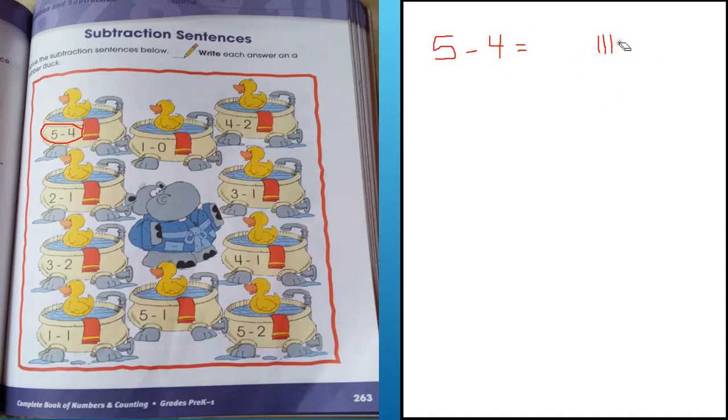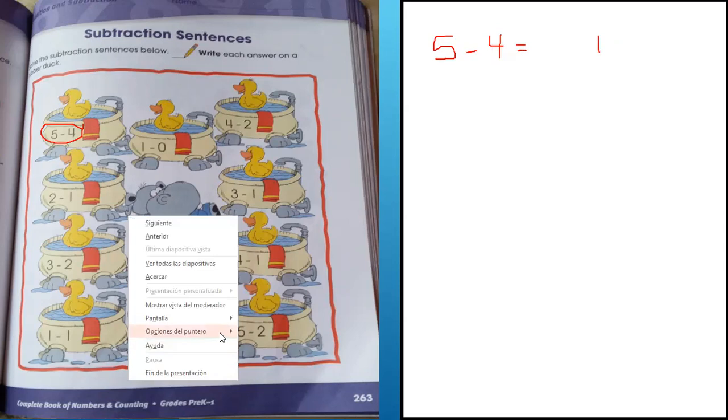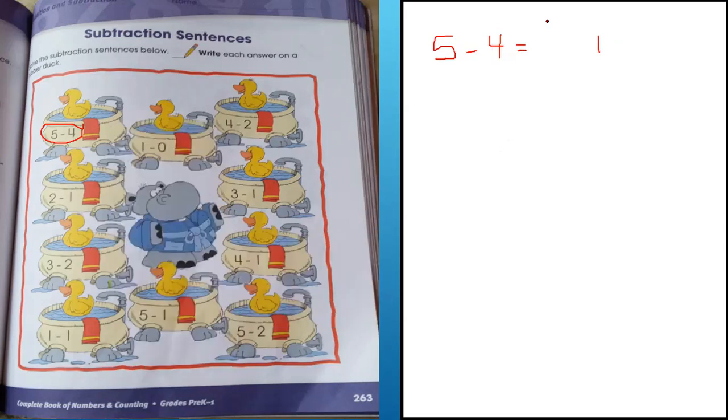One, two, three, and four. What is the difference? One. Yay. The answer is one. Very good. So you have to write the number one. Tienes que hacer esto. So then you have to go back to the book. Luego tiene que regresar al libro and write the answer, okay, on a rubber duck. Y copiar la respuesta en el pato de goma. Okay, like this. One. Do you do that?